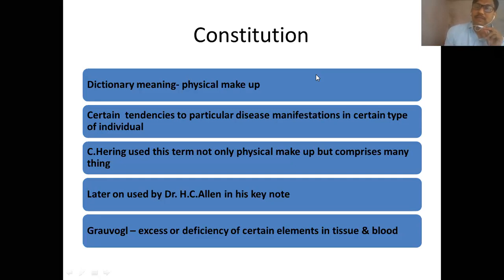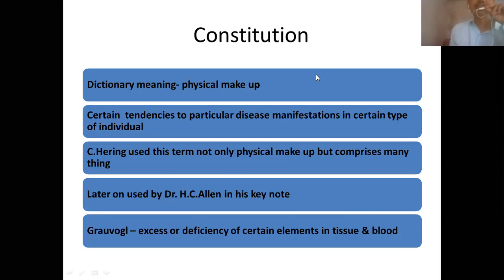And this theory of Grauvogl with respect to these types of constitution is very much useful. It is very much emphasized in the homeopathic Materia Medica. Even it is a very common question in your oral examination, even up to the final year Materia Medica: write a short note on Grauvogl's constitution. So we will first see this, but to summarize, the constitution is not only the term which is used with respect to the physical makeup.